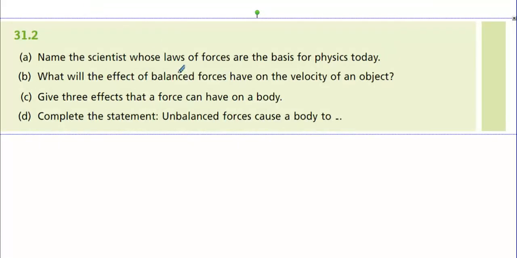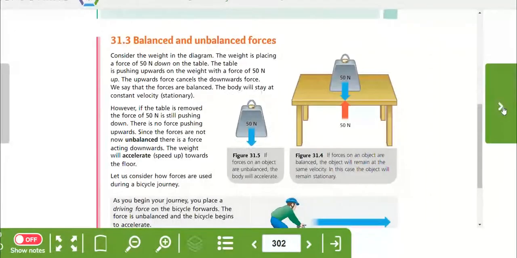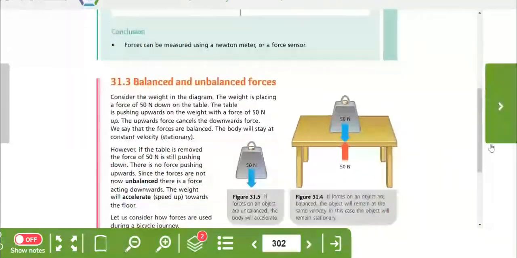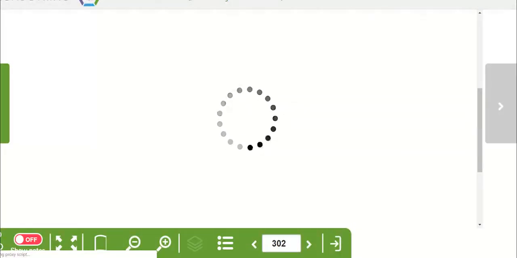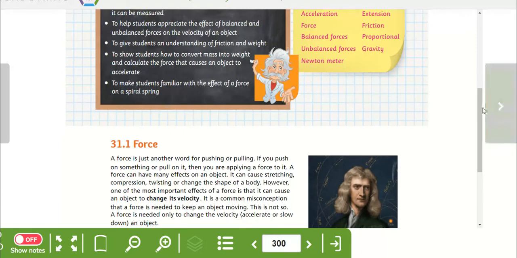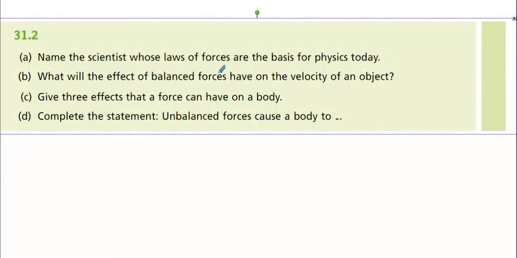Next question. Name the scientist whose laws of forces are the basis for physics today. Well, I'm pretty sure it's Isaac Newton, but let's make sure. Okay, so we might move on to the next page here. Can't really find it just yet, but usually the scientist who discovers is on the first page of the question there. There you go, Isaac Newton, and it's called Newton's laws. Okay, so we'll go for Isaac Newton here.